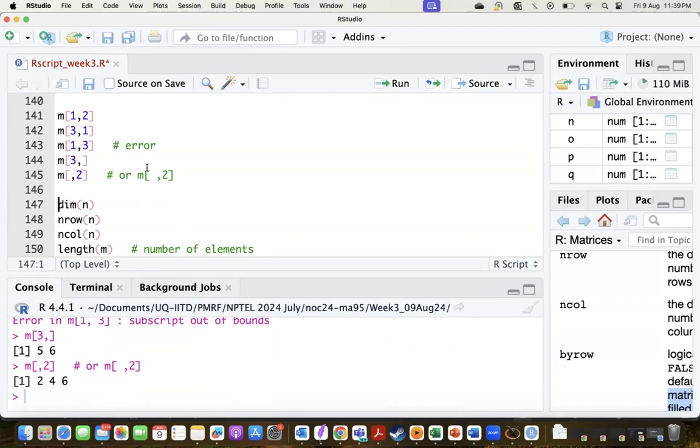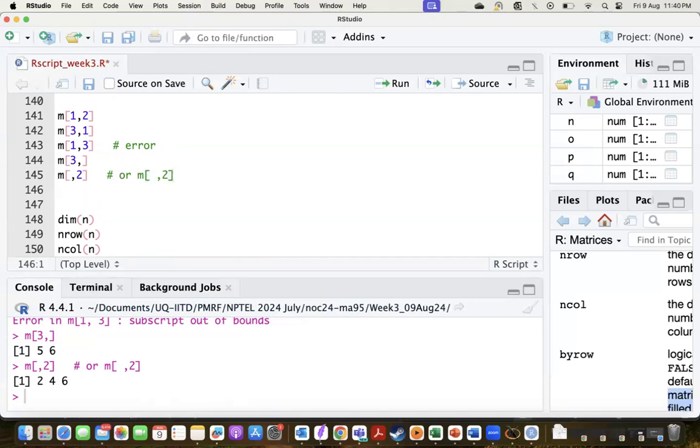And again, like we've been talking about, even if you would have had a space here, it doesn't matter. Space is not a problem when you're working with R. Okay.